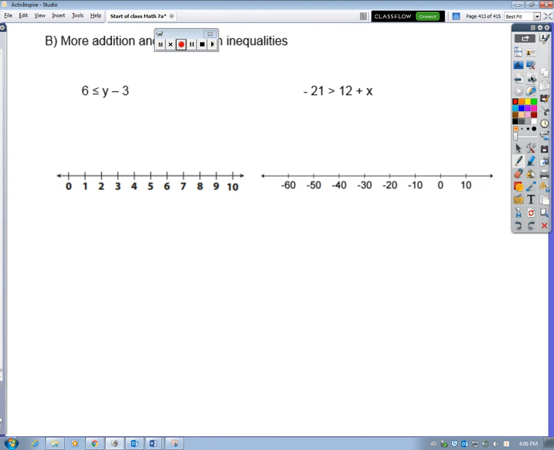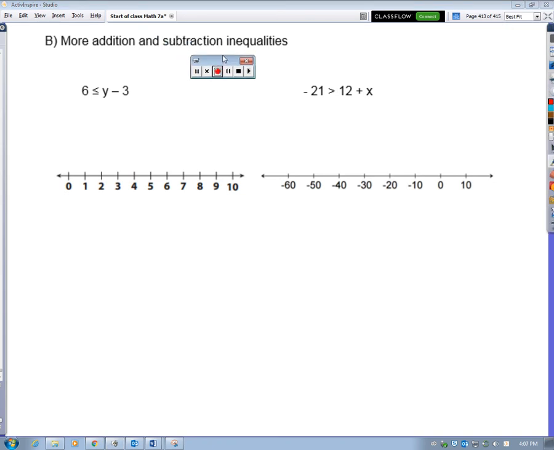It's the same exact steps from Chapter 6. We're just going to deal with inequality signs and graphing them. Okay? So here we have 6 is less than or equal to y minus 3. Okay? Same thing as Chapter 6. We need to get rid of this minus 3, so I'm going to make it plus 3 over here. So now I have 9 is less than or equal to y.